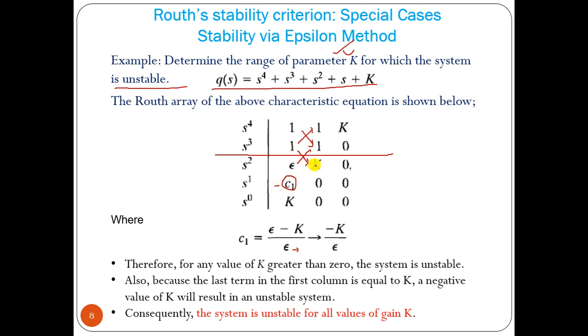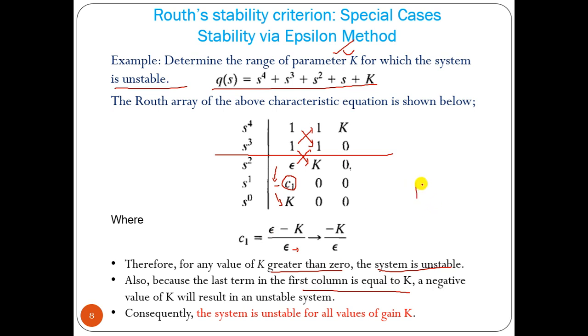Next value is c1 into k minus 0 divided by c1, it will be k. So what we can see here is two sign changes, so the system will be unstable. The system is unstable if k is greater than 0. If k is less than 0, then c1 will be a positive value, because the last term of the column is equal to k.